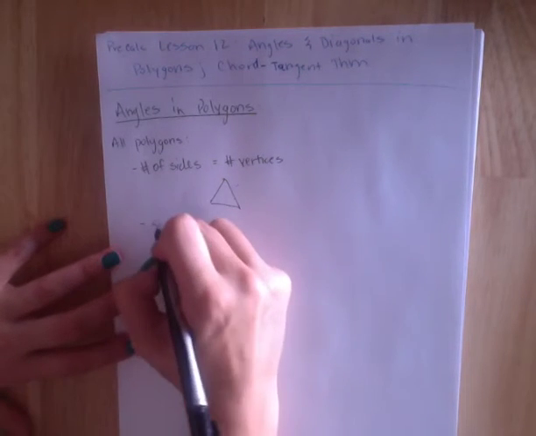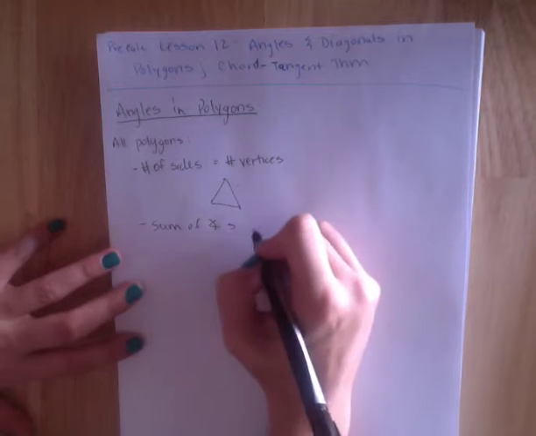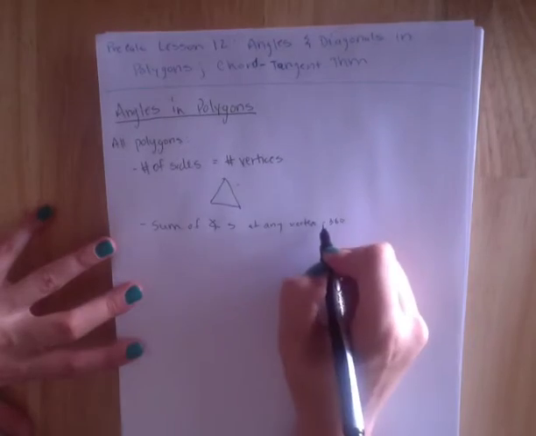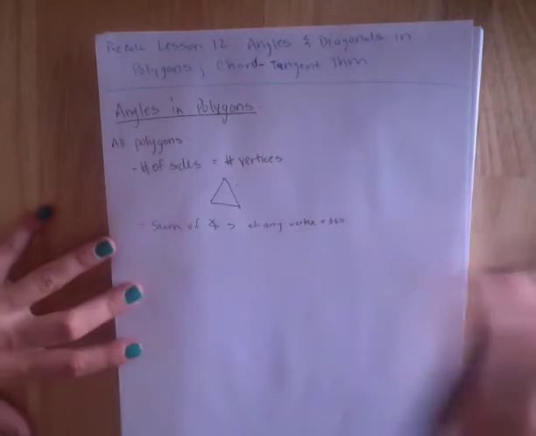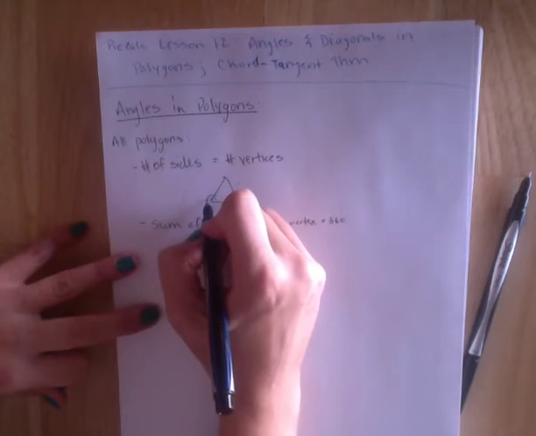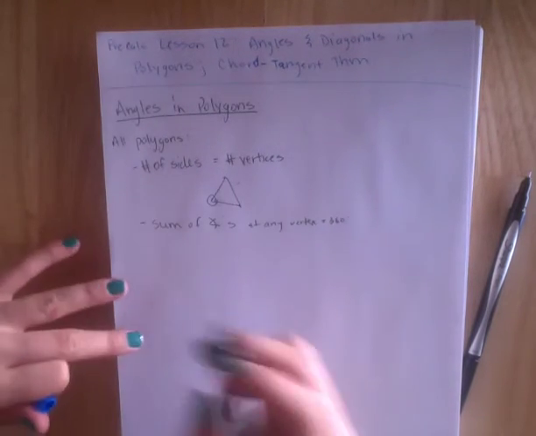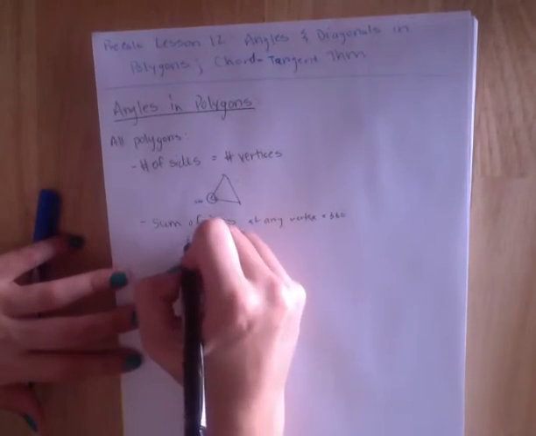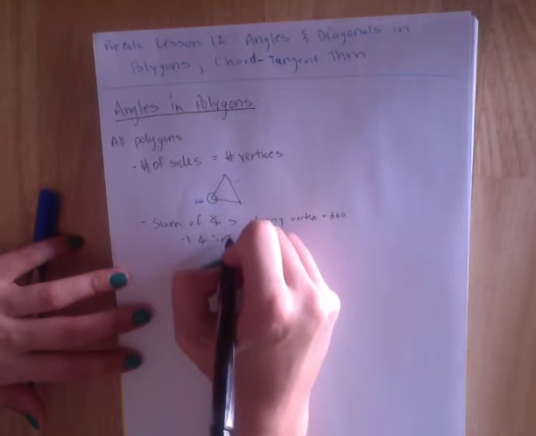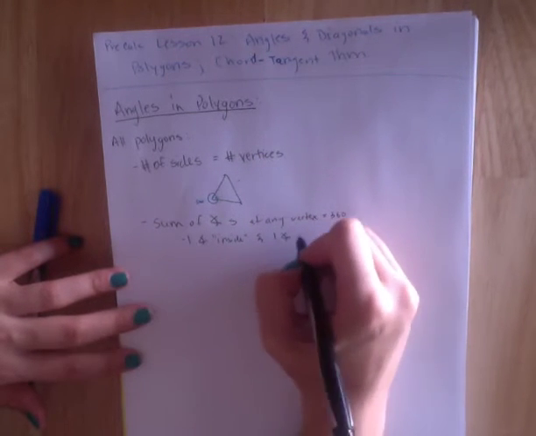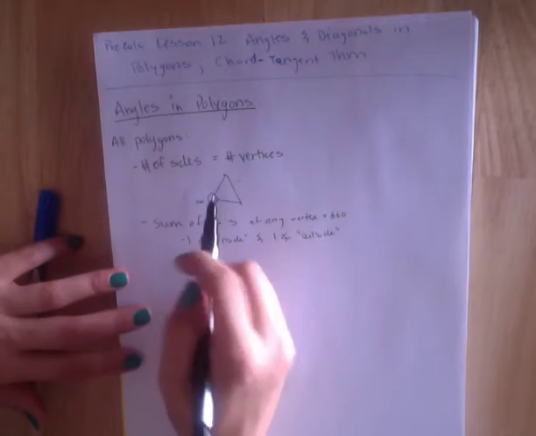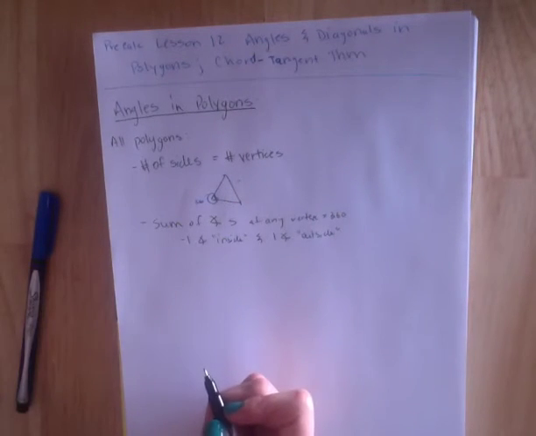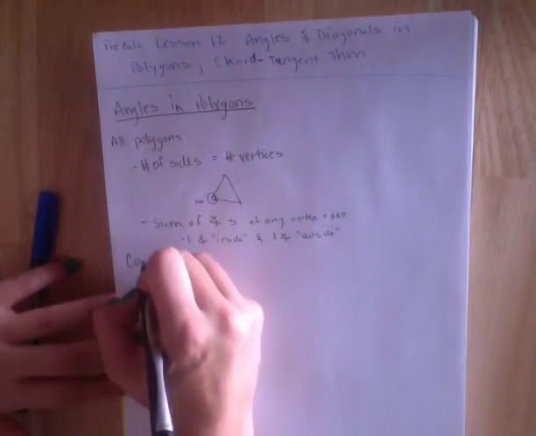Okay, and we also know that the sum of angles at any vertex is 360 degrees. Now, what does that mean? That means if I look at this vertex, and I look all around it, it's 360 degrees. Okay, and we know this because there is one angle inside and one angle outside. Again, in the picture I've shown here, we have an angle inside here, and the rest is the angle outside.